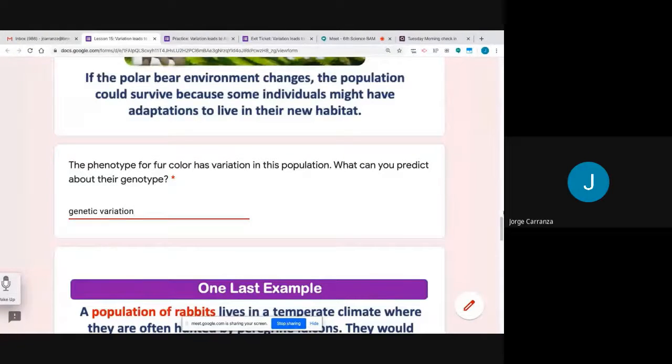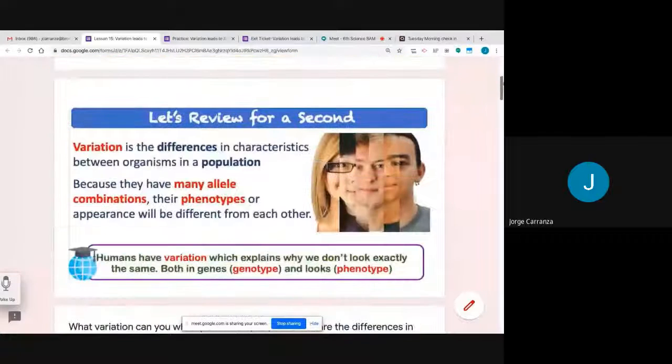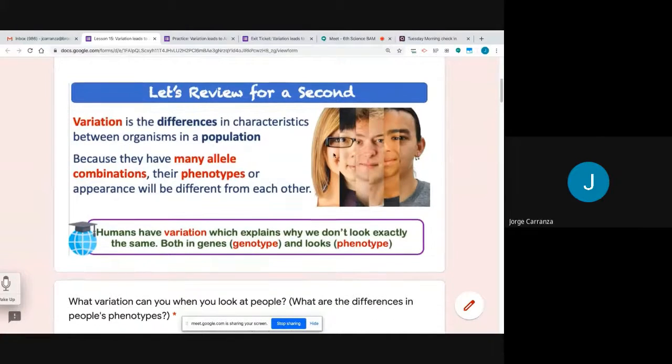All right, so once again, variation is how different the genotype and phenotypes from one population are. So in the case of humans, we have different phenotypes. Obviously, we look different from each other. So phenotype, right away, we know is different. And second, because the phenotype is different, we know they must have different DNA. They must have different alleles in their genes. All right, so not only different phenotype, but also different genotype.